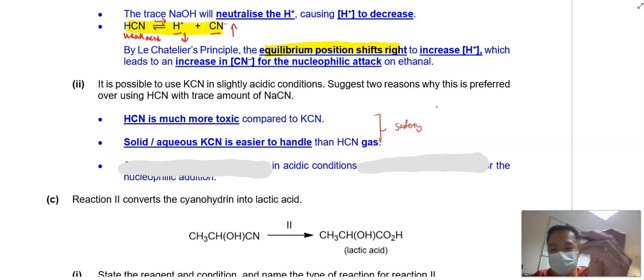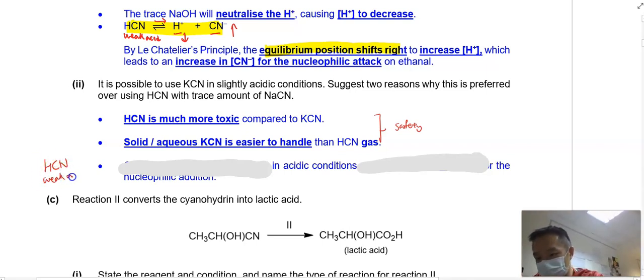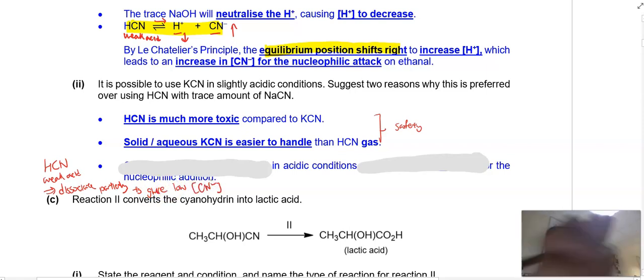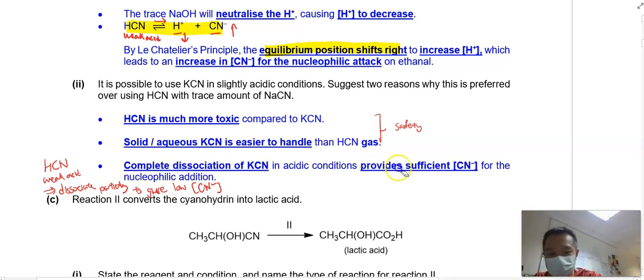And the main reason is because HCN, as we all know, is a weak acid, right? Weak acid meaning that it only dissociates partially to give a low concentration of CN-. Compare this with KCN, which is a soluble salt, because all salts of potassium are soluble, and therefore it completely dissociates and provides sufficient CN- for nucleophilic addition.